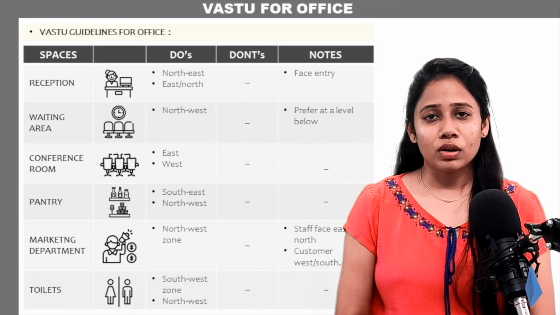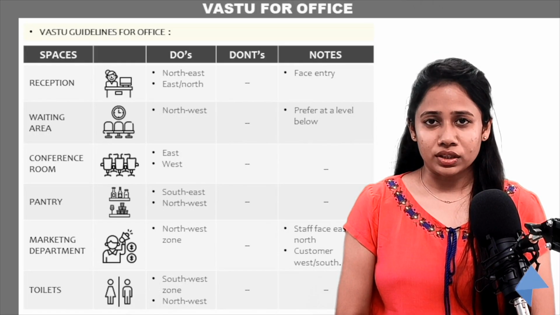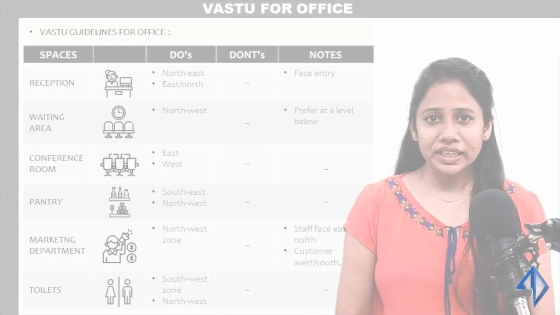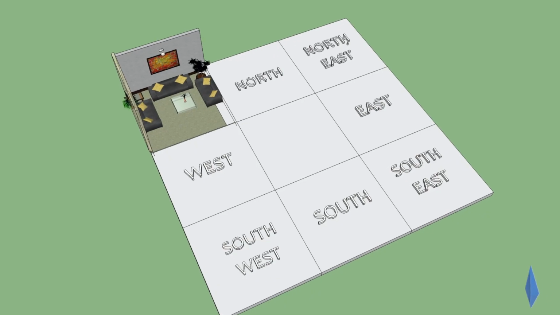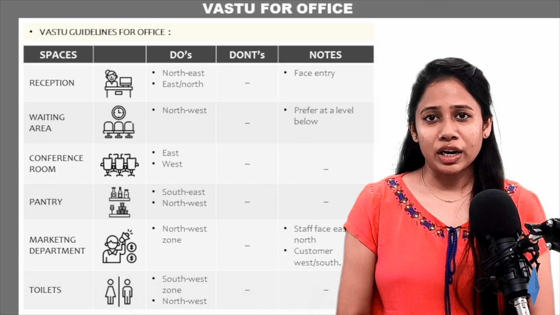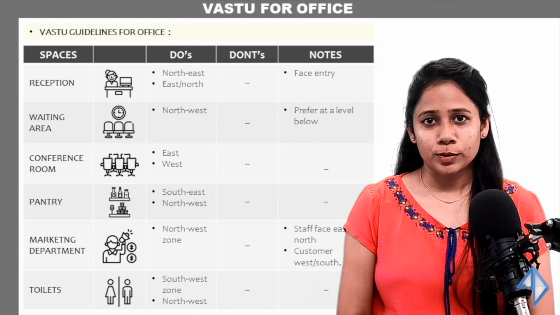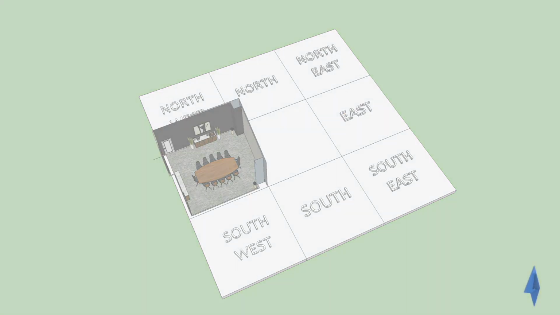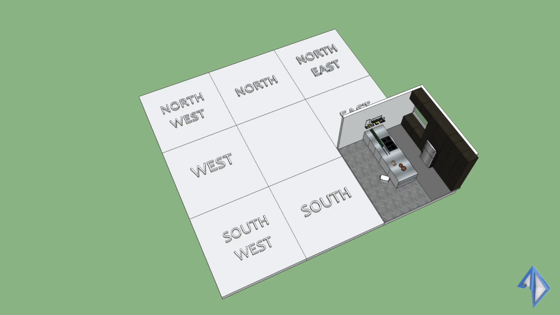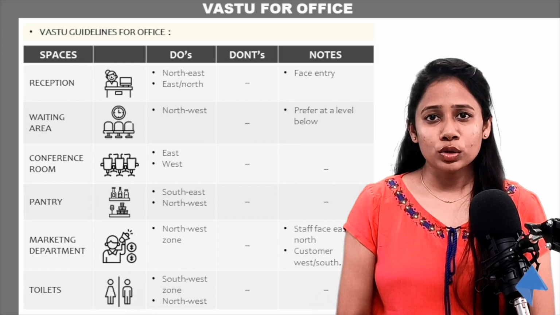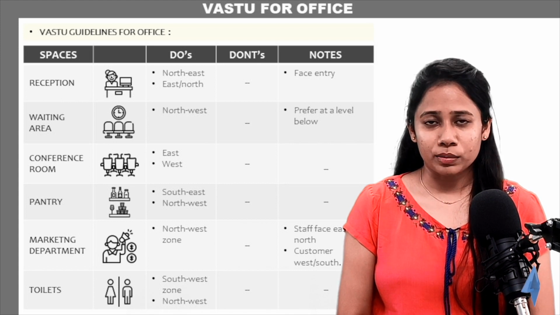The receptionist or the staff should always face the entry, or else they can face east or north direction. Waiting area. Waiting area has to be planned in the northwest direction of the office. If possible, it should be a level down from the rest of the flooring of the office. Conference room. This conference room can be constructed or placed in east direction and then west direction. Pantry in the office should be placed in southeast direction or northwest direction. If possible, southeast is preferred as it represents the fire element.